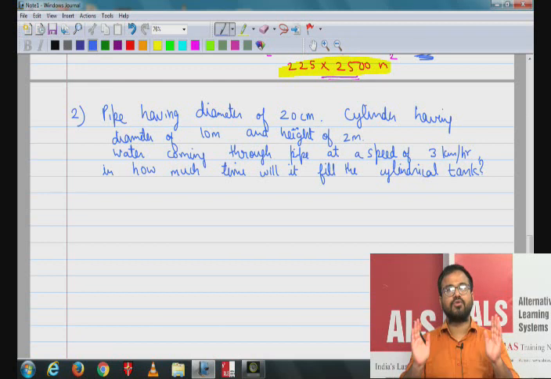Again you have to equate the volume of both the things. The volume of water coming out from the pipe is equal to the volume of the water in the tank. Try it and take care of the units, because meter, centimeter, and kilometer per hour are all involved.